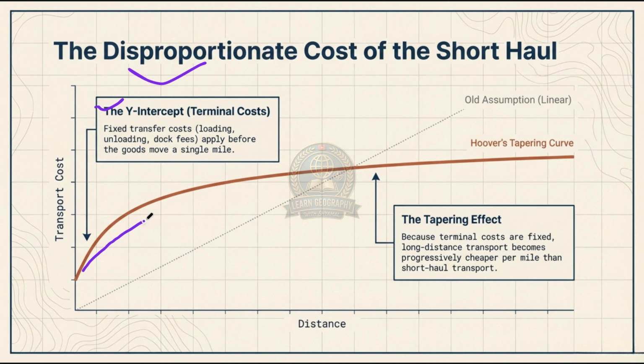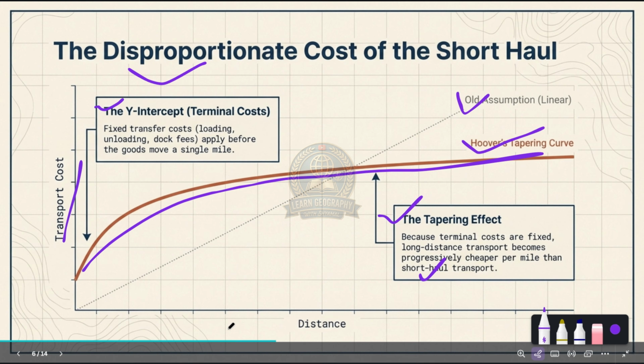Okay, this is the diagram and line. The old assumption is linear, and this is Hoover's tapering curve. The tapering effect means that because terminal costs are fixed, long-distance transport becomes progressively cheaper per mile than short-haul transport. Okay, this is the transport cost, and this axis indicates distance accordingly.